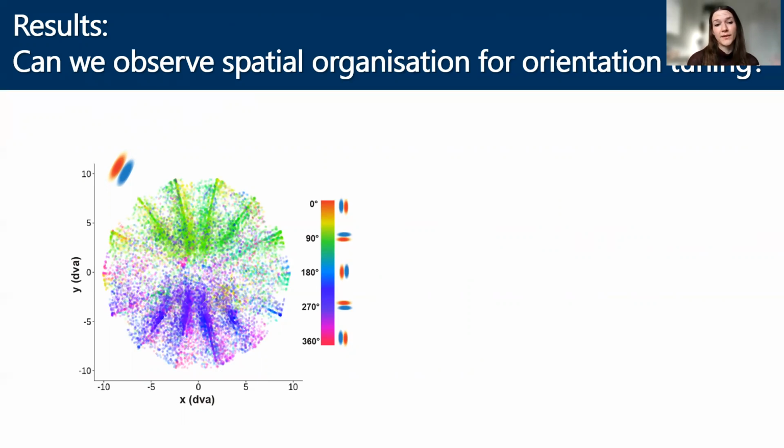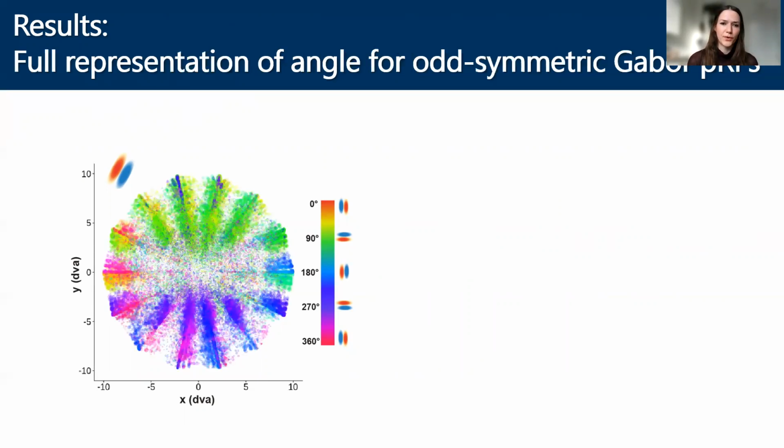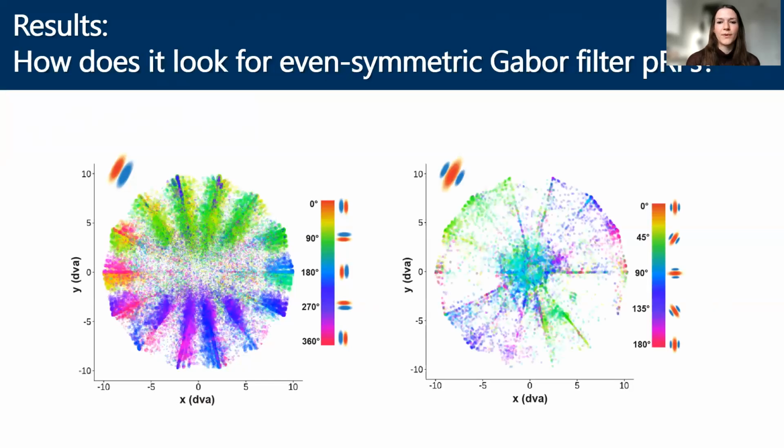Now, if we look at the results for all subjects pooled across all analyzed early visual areas, we see a full representation of angular tuning in space ranging from 0 to 360. Now, if we compare these results with the results for the even symmetric Gabors, we see that there appears to be a slightly different pattern. In this case, I'm showing data for one subject filtered for early visual area V3, and the Gabor filter pRF angle parameter now ranges between 0 and 180.